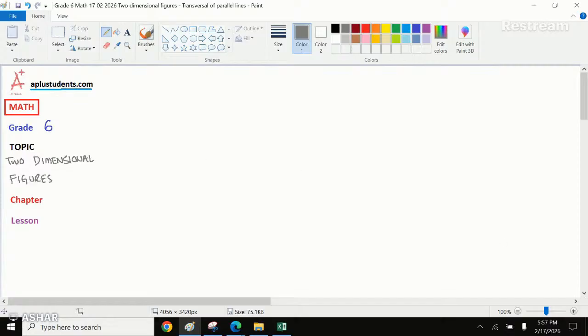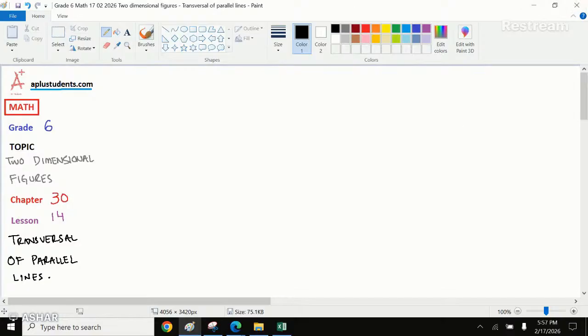And the chapter number is, let me give you the chapter number and the lesson number. The chapter number is 30 and the lesson number is 14. Chapter number 30 and the lesson number for today is number 14. And the name of the lesson is Transversal of Parallel Lines. So let's go to grade 6, chapter 13.